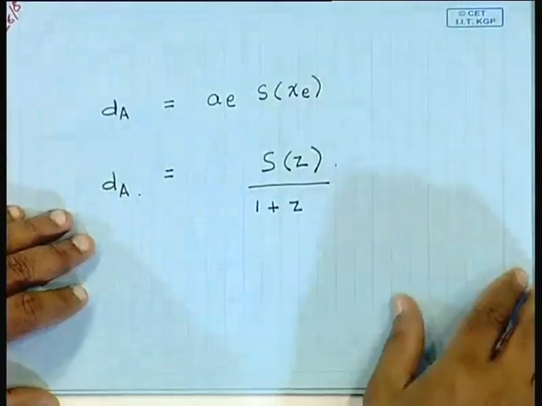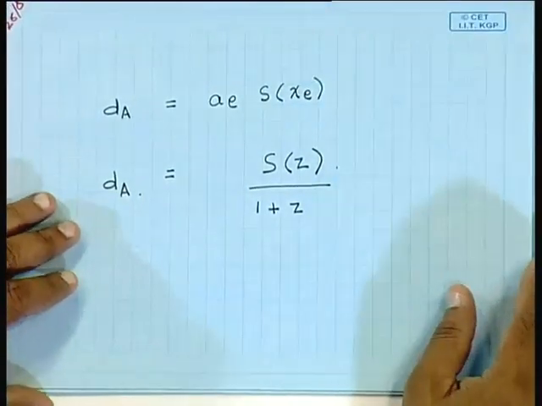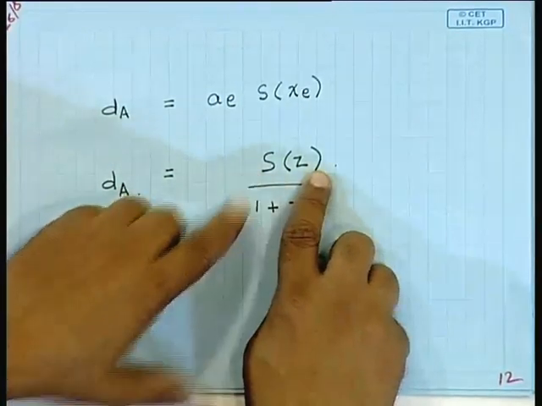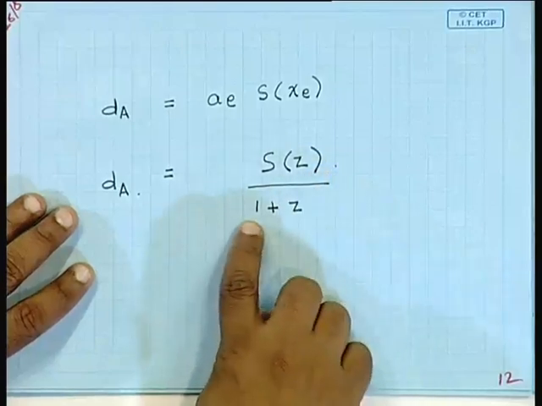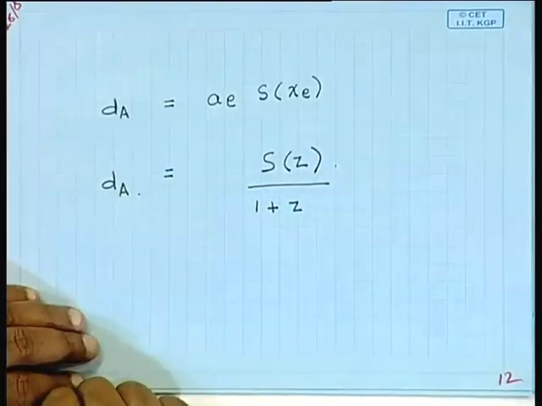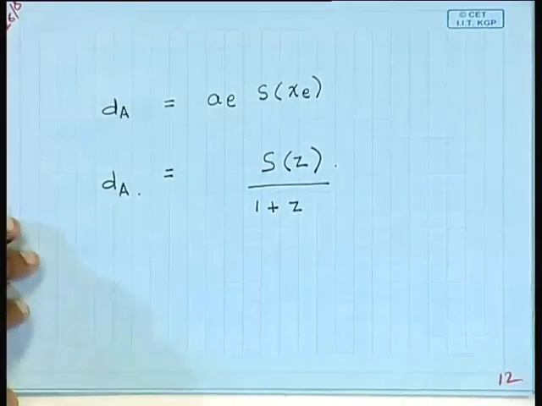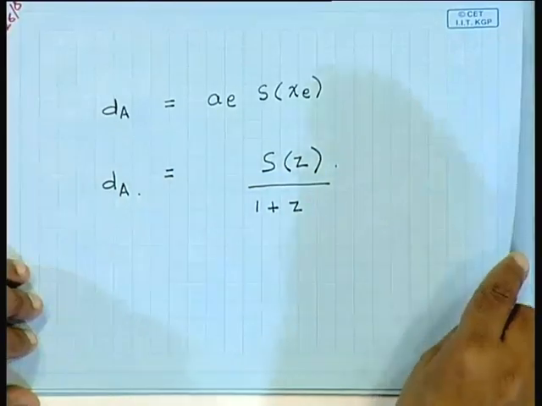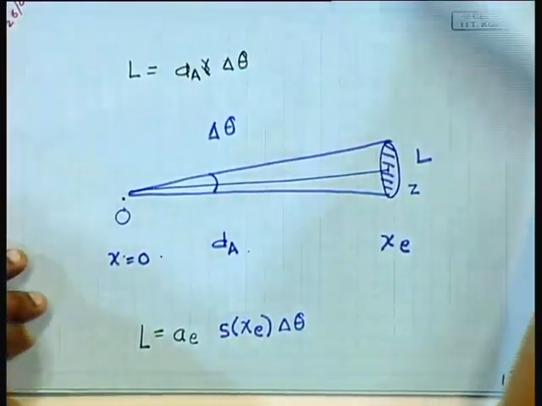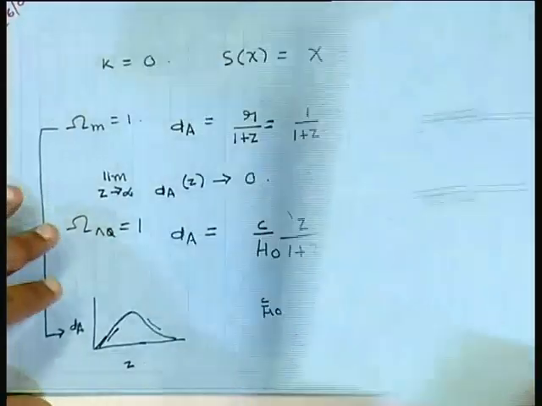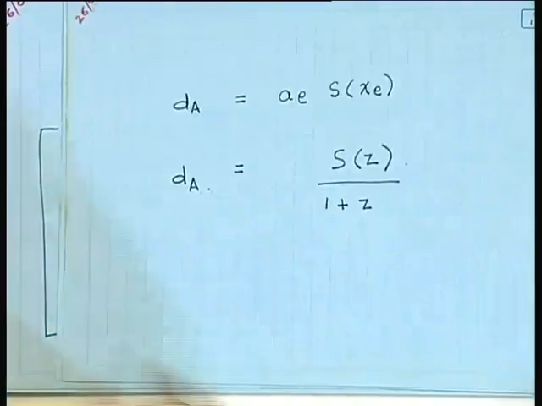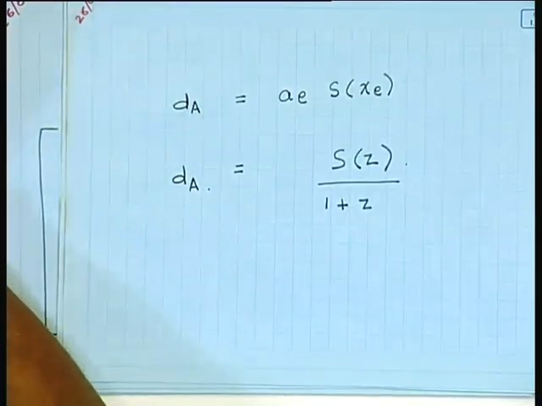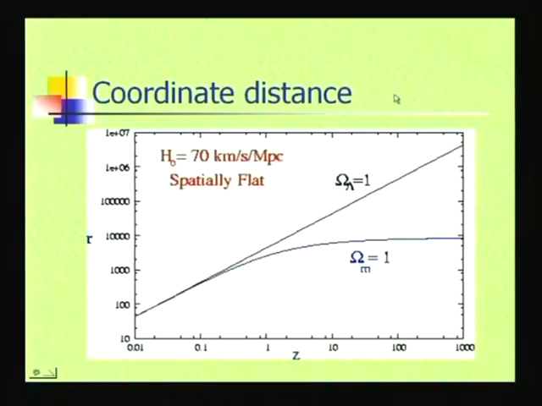And in the last class, we calculated the angular diameter distance. It came out to be s corresponding to that z from which the light is coming, divided by 1 plus z. Okay. So, we have calculated the angular diameter distance in the last class, and it has this form. So, let me not repeat the calculation. What I will do now is I will show you a few examples which I have worked out, and it will illustrate for you the behavior of these functions that we are talking about.